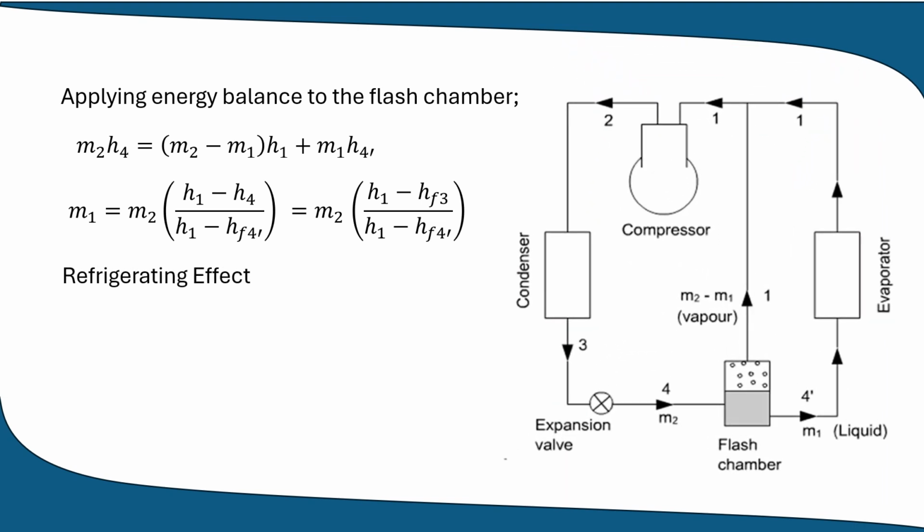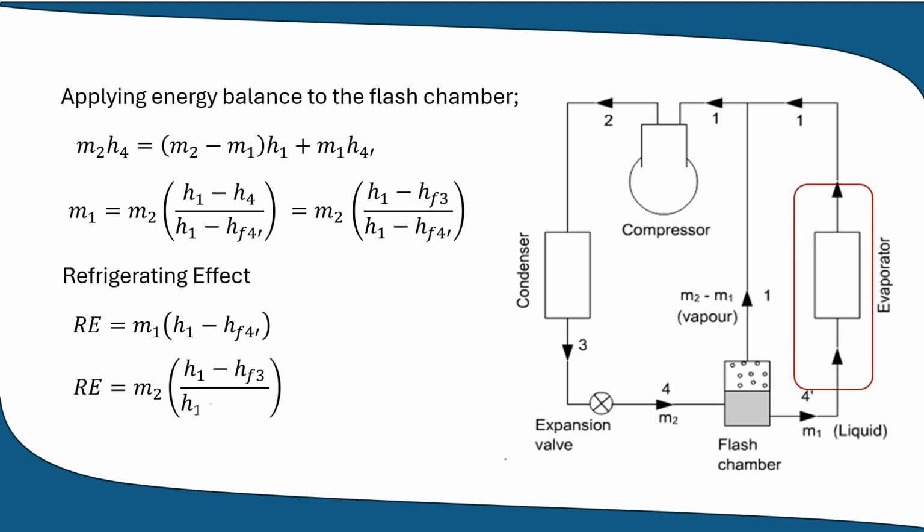Refrigerating effect, RE equals M1 times H1 minus HF4 dash. Substituting for M1 in terms of M2, we can derive an expression for the refrigerating effect as RE equals M2 times H1 minus HF3.